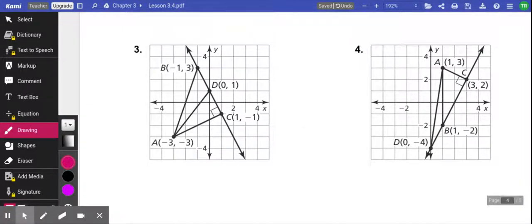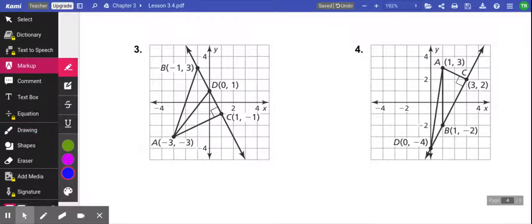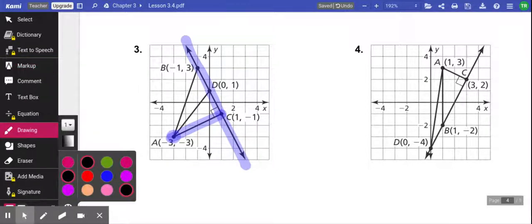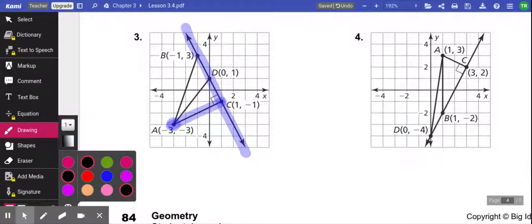Number 3. Try it. Pause the video. Give it a shot. Going from here to here. The one I'm going to pick is going to be this one because that's perpendicular. Okay, so this time I'll do the distance formula like before. So my one point is at -3, 3. My other point is at 1, -1.